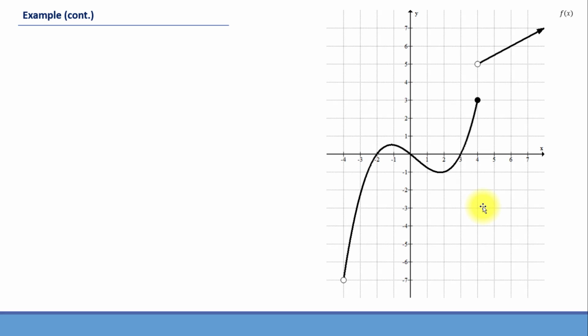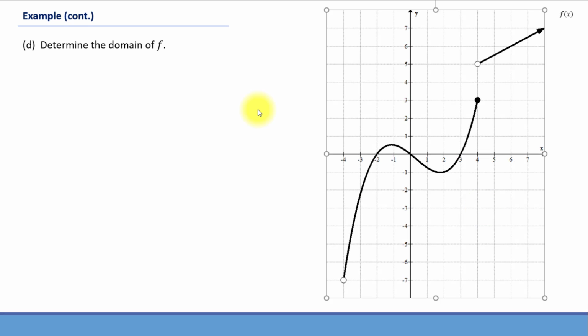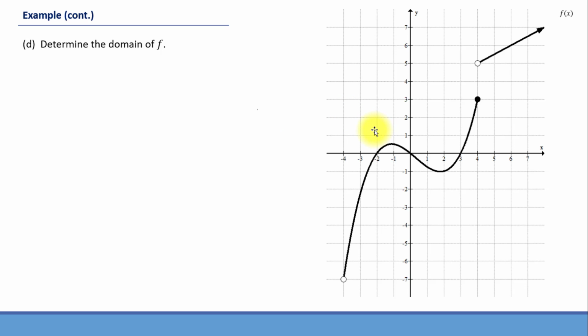Let's use this graph to practice a few more things. Let's try using this graph to determine the domain of this function. Let me remind you that domain represents all possible inputs of a function. Now, this time the function is given in terms of the graph, and all inputs are simply the x-coordinates of the points on this curve. So we just need to look at this graph and understand what are those x-coordinates of the points on the graph.